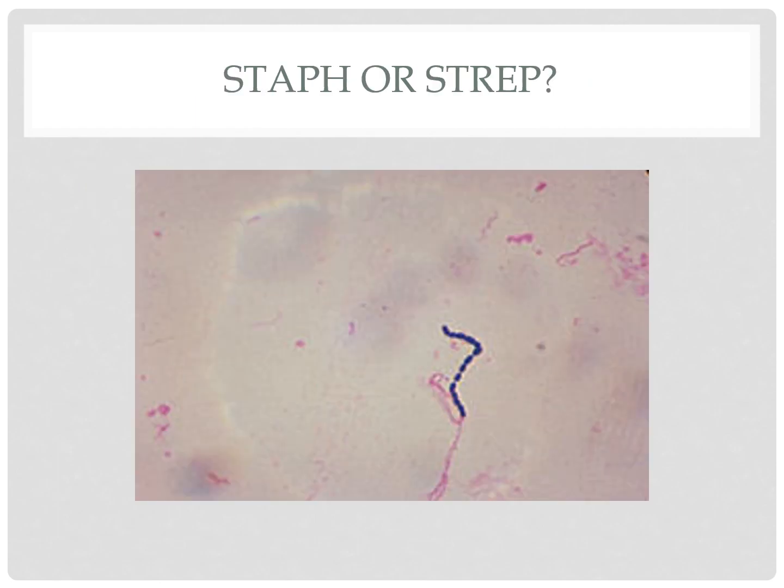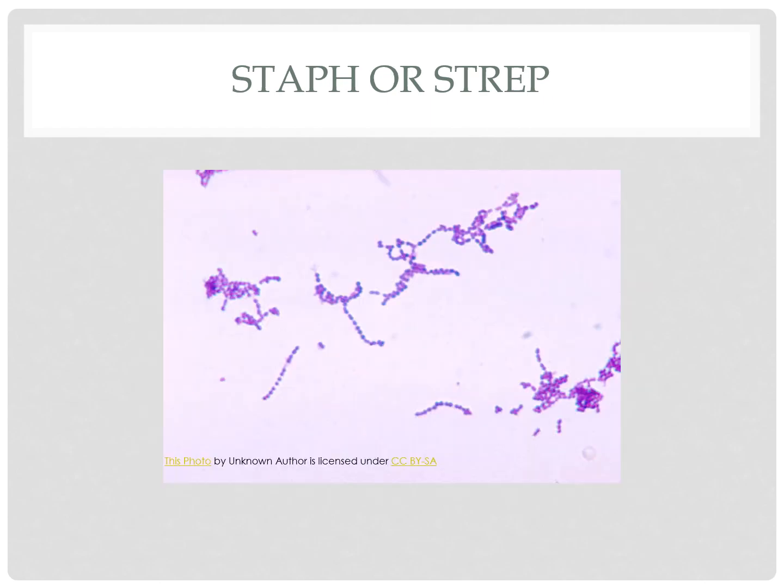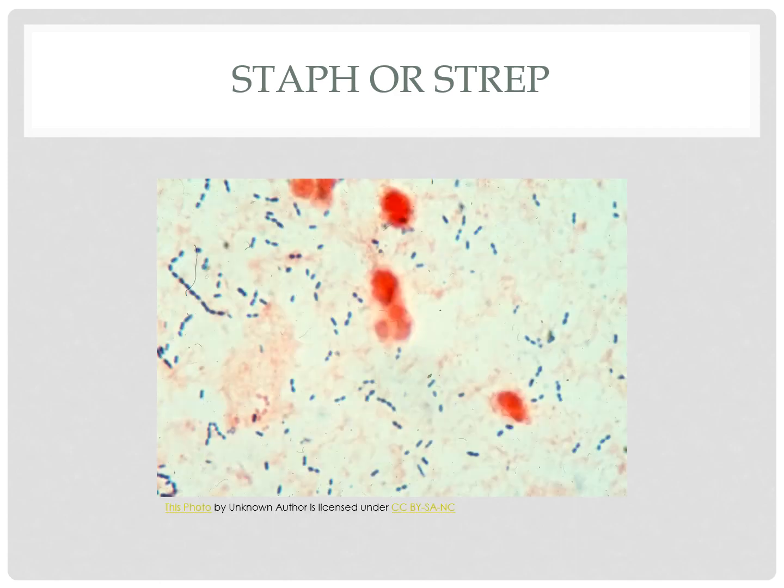All right, let's go ahead and take a look at some images here. So if you have gram-positive cocci that are in a chain, what you have is something that is probably a streptococcus. Here's another example of streptococcus where you have gram-positive cocci that are in a chain. And here's some more streptococcus. This could actually be Streptococcus pneumoniae.